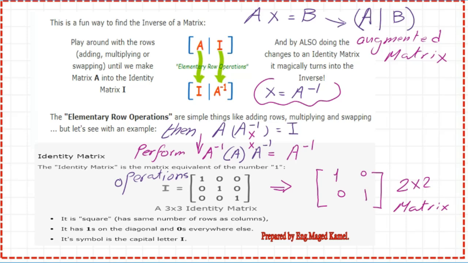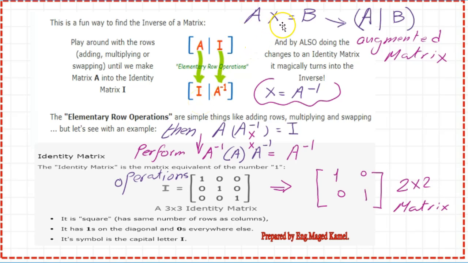The first method that we are going to use to get the inverse of a matrix is by using an augmented matrix. We are familiar with the equation AX equals B. If we use the augmented matrix, we just put A on the left side and B on the right side, and we put that line, which means that it is an augmented matrix. The operation is converting A into an identity matrix.